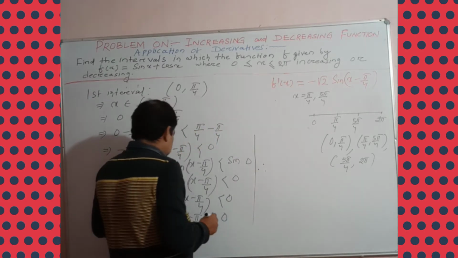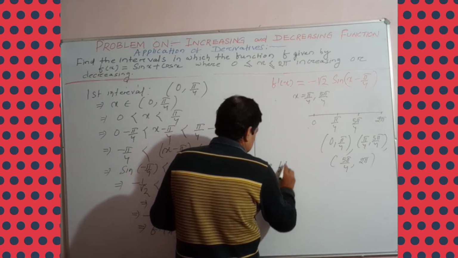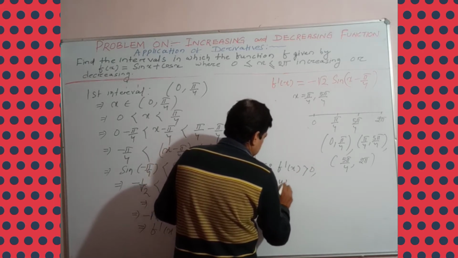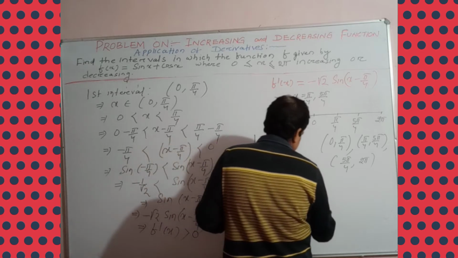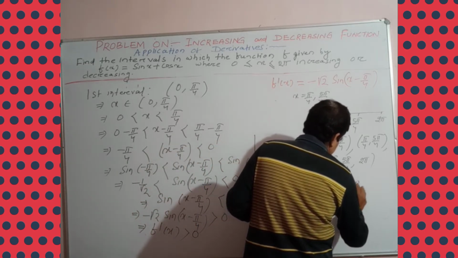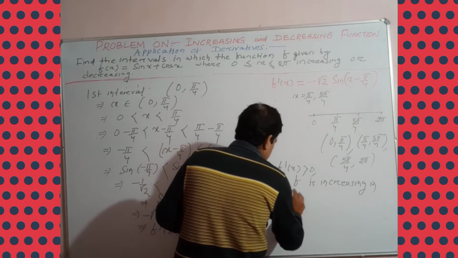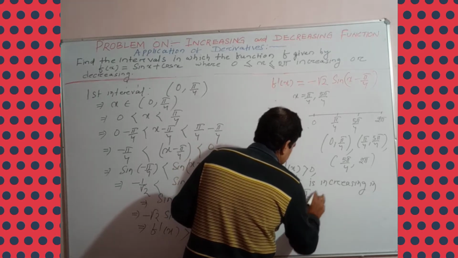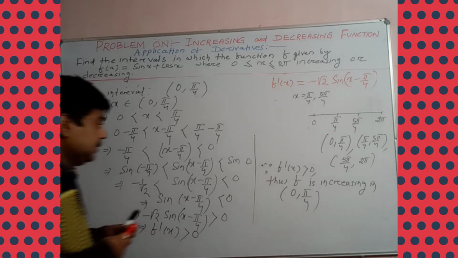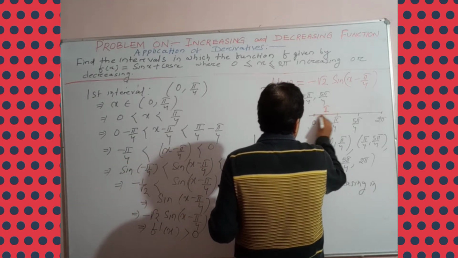Thus the function, you see f dash x is greater than 0, thus the function f is increasing in the interval 0 to pi upon 4. Is it clear? So in this interval 0 to pi by 4, this function is increasing.